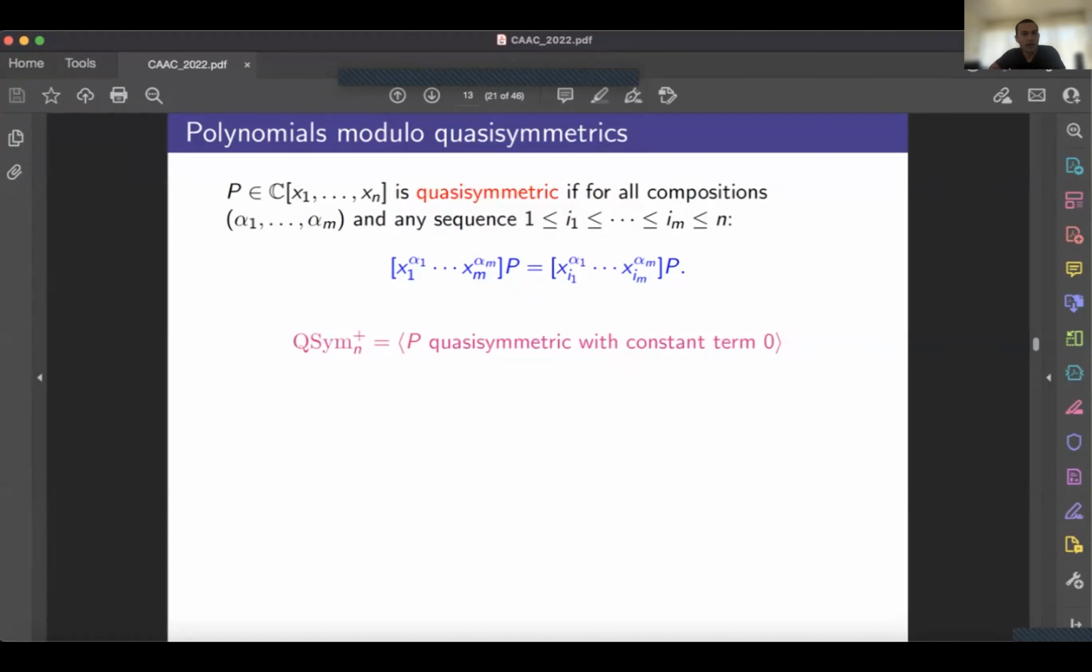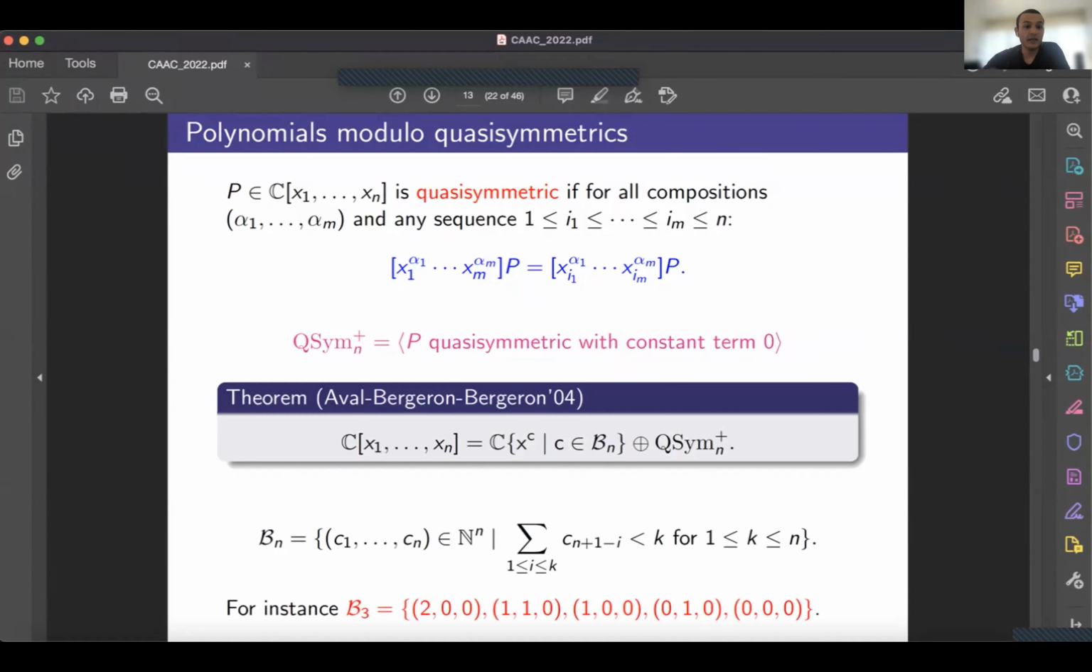And I think Jean-Christophe Aval and Dantel considered this particular ideal first in 2002, and then Francois is on the second paper. Just like the coinvariant algebra, you might be interested in the quasisymmetric coinvariant algebra. And then it turns out that the polynomial ring has this direct sum decomposition where you have the ideal part, and then you have the complement, which ends up being a span of monomials.